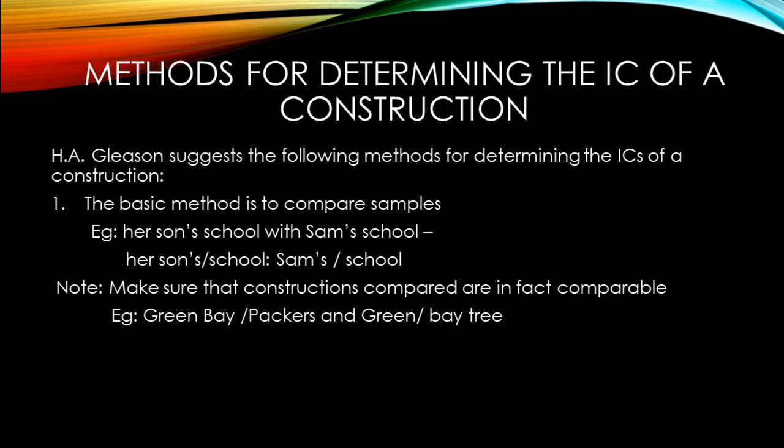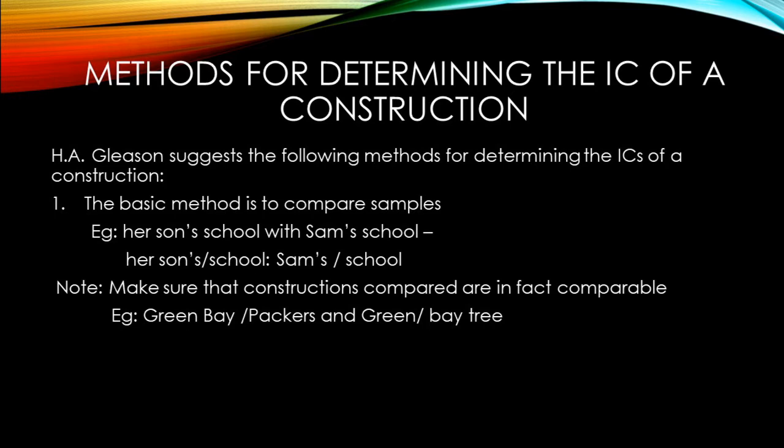Now, a linguist named H.A. Gleason suggests the following methods for determining the ICs of a construction. The first method, he says, is to compare samples. For example, you have a phrase like her son's school. Now you do not know where the cut should be. Should it be after her? Should it be after son's? Or should son's be taken separate and her school to be taken together? Or will we have multiple ICs for this phrase?